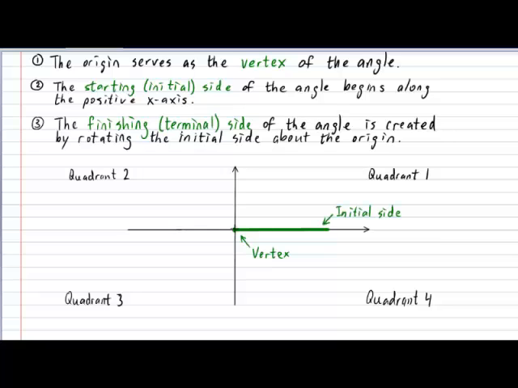And for our final consideration that goes into forming a trig angle, that is known as the terminal side. And the terminal side is created simply by taking the initial side and either rotating it clockwise or counterclockwise. And it is this rotation that causes the trig angle to be formed.